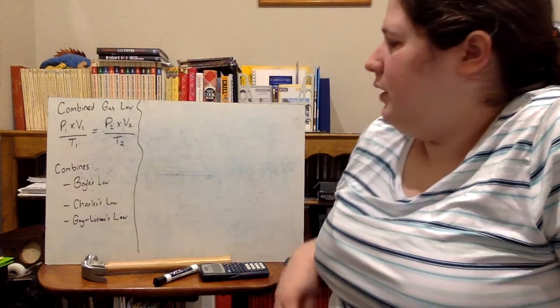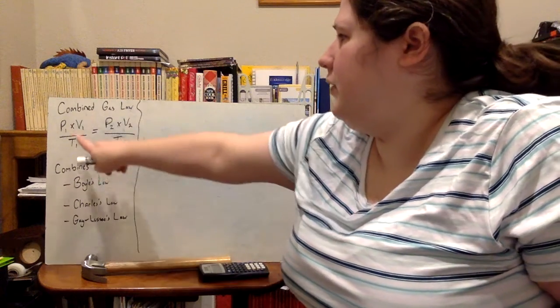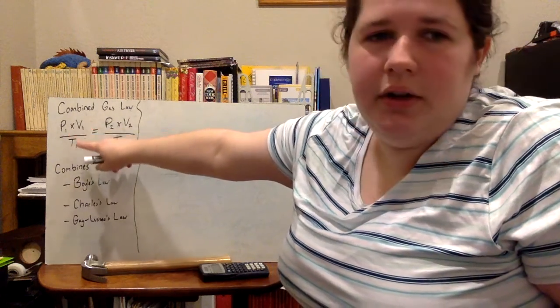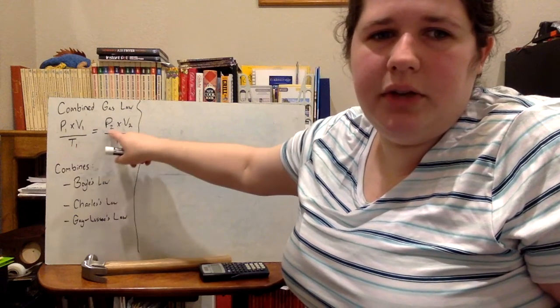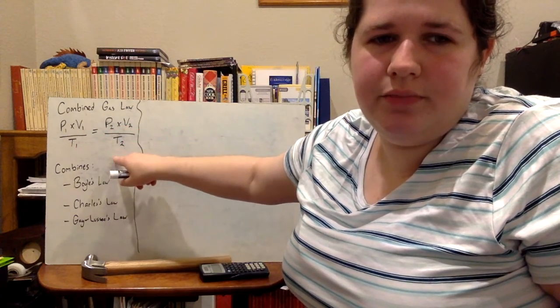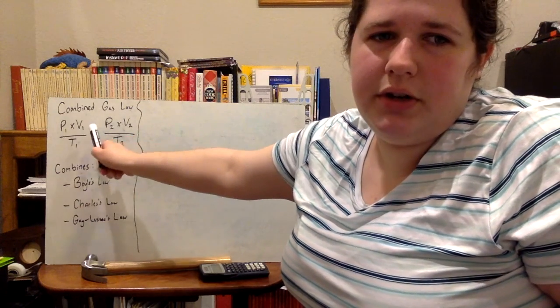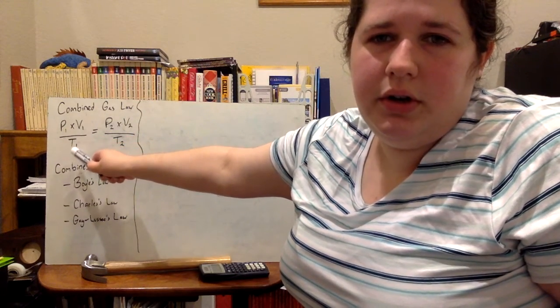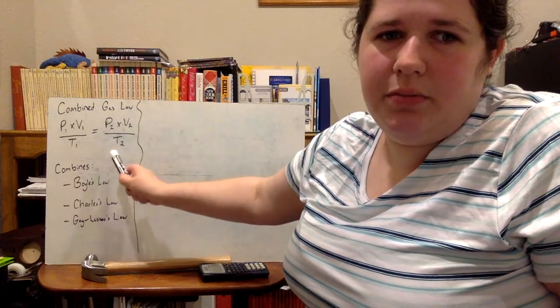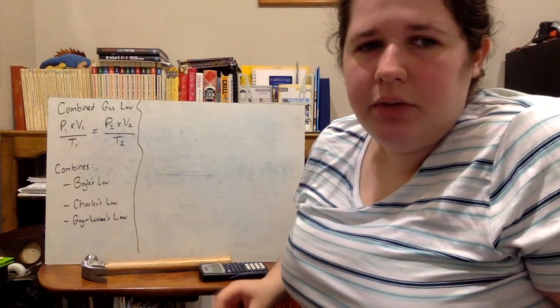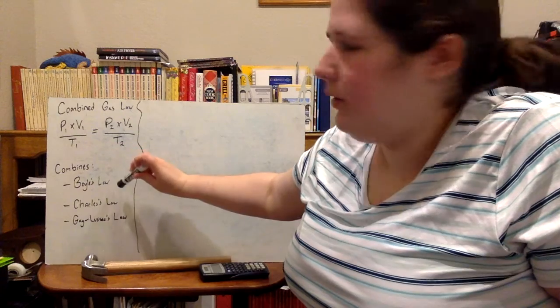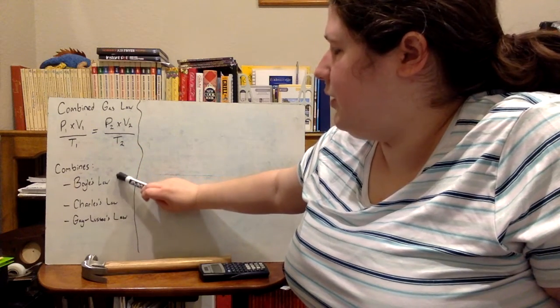So here we go. The combined gas law is P1 times V1 divided by T1 is equal to P2 times V2 divided by T2. Basically it says there's a relationship between the starting pressure, volume, and temperature related to the ending pressure, volume, and temperature. So the combined gas law combines three different gas laws that we've already talked about.